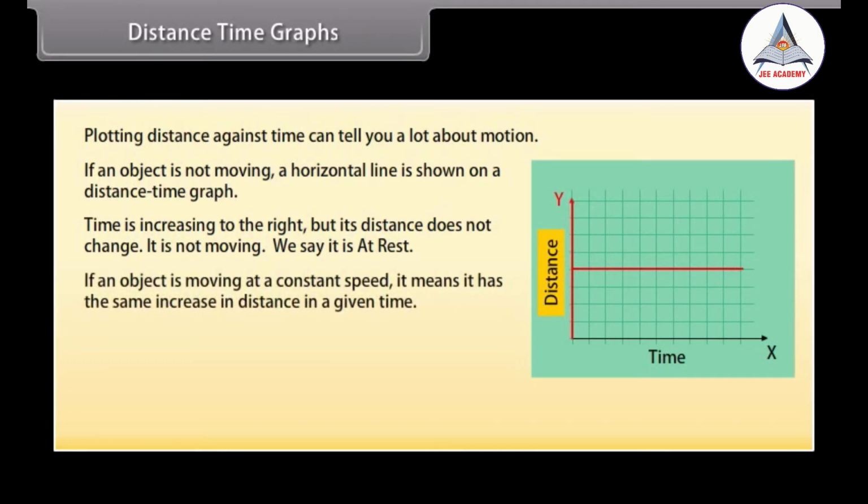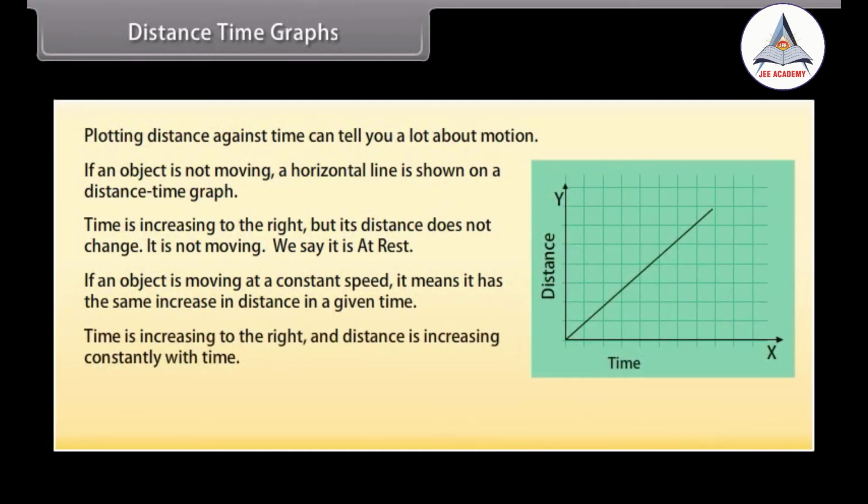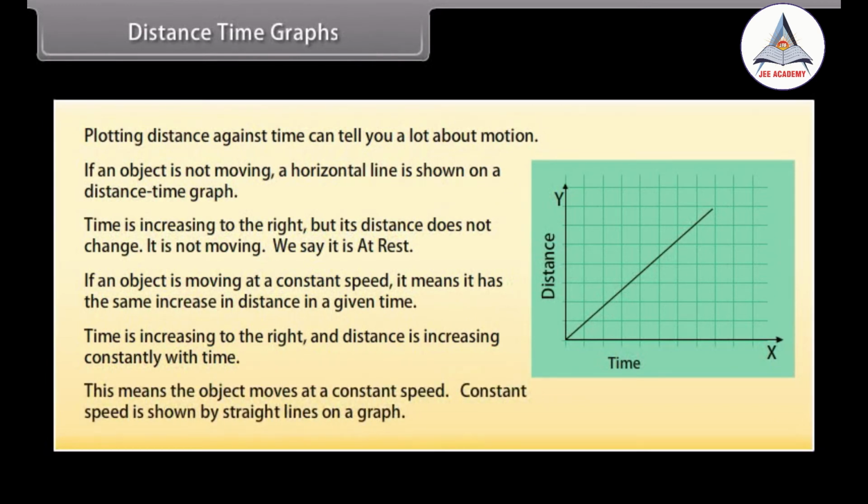If an object is moving at a constant speed, it means it has the same increase in distance in a given time. In the graph we can see that time is increasing to the right and distance is increasing constantly with time. This means the object moves to a constant speed. Constant speed is shown by straight lines on a graph.